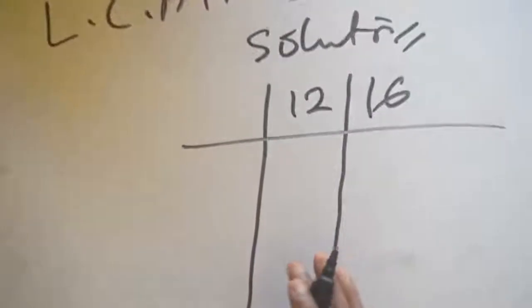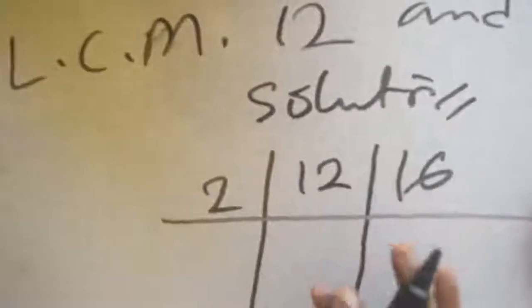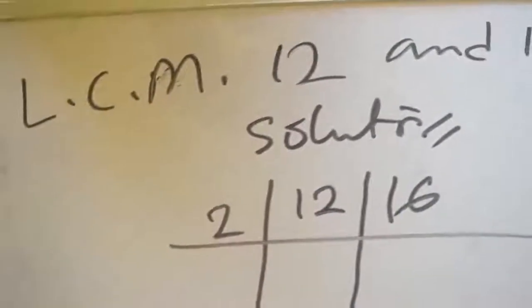So we have written the two numbers. Then you ask yourself, what number can divide 12 and still divide 16? Though it's not a must, so long as that number can divide either of the two numbers, we are good to go.